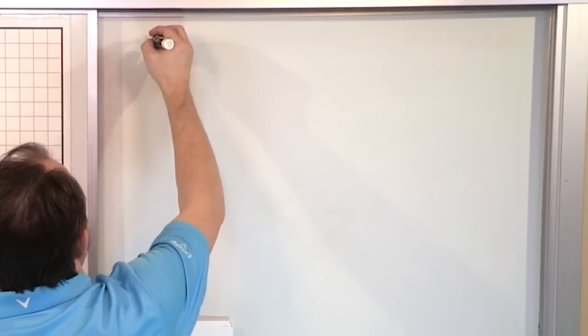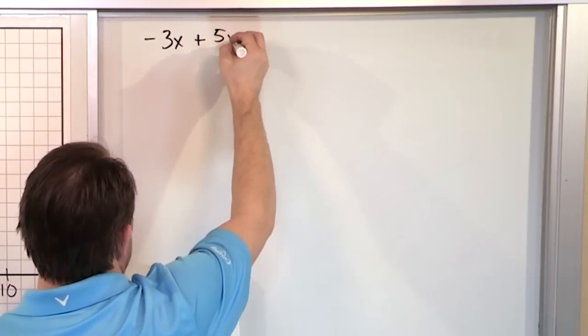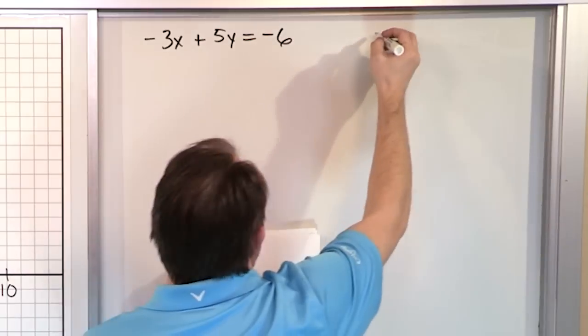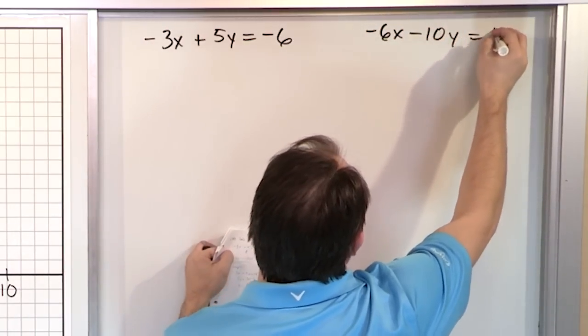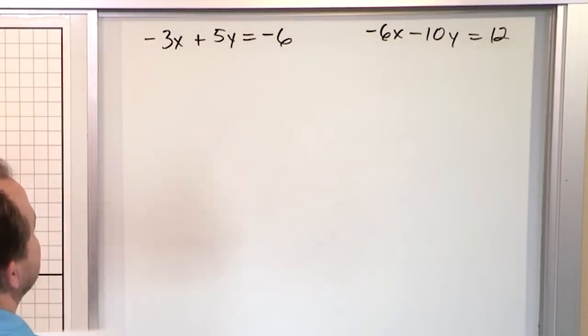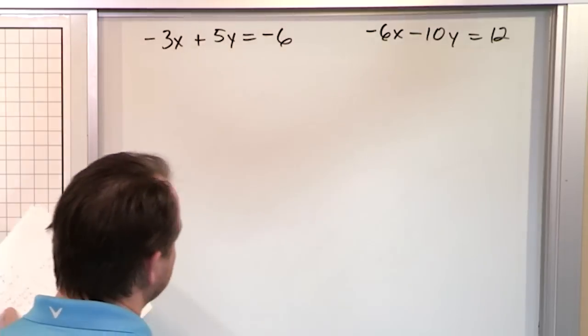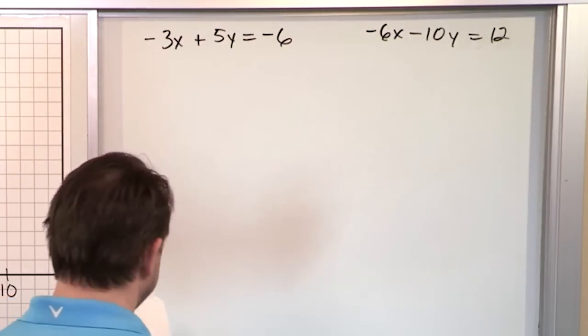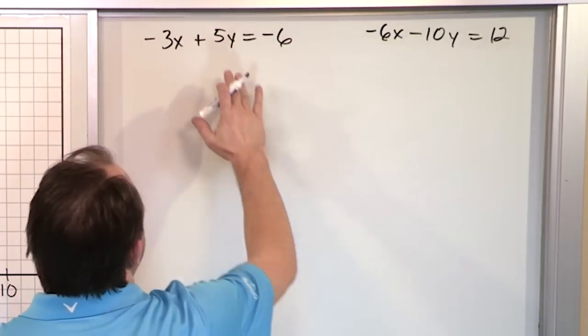Let's take a look at the first equation, which is negative 3x plus 5y is negative 6. And also negative 6x minus 10y is 12. So here we have two completely different looking sets of equations. Now we want to figure out how do we solve them. I mean, later we're going to learn we'll probably graph them to solve them. So let's just go ahead and try to figure out what they look like by solving for y in both cases. So we're going to solve for y.